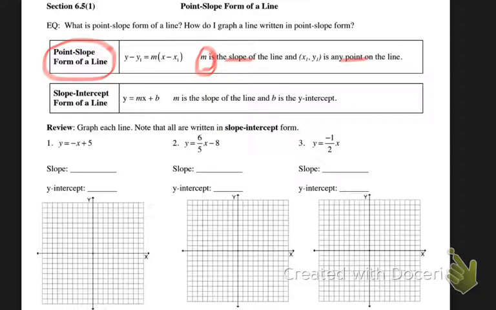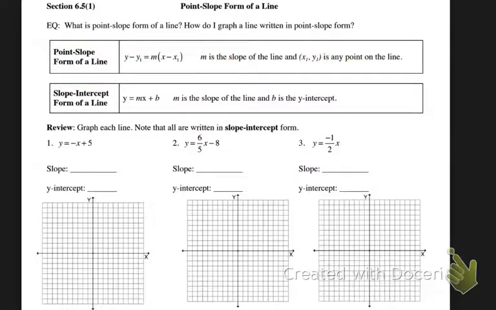So notice where M is. It's right in front of the parentheses. And then the point is going to be represented with x1, y1. So here's x1 in green, in purple, and here's y1. So those two values come from a point.